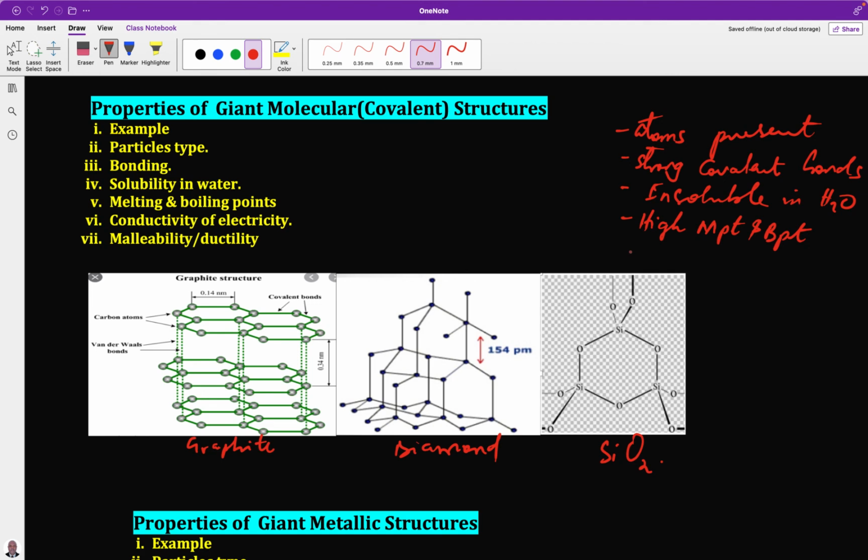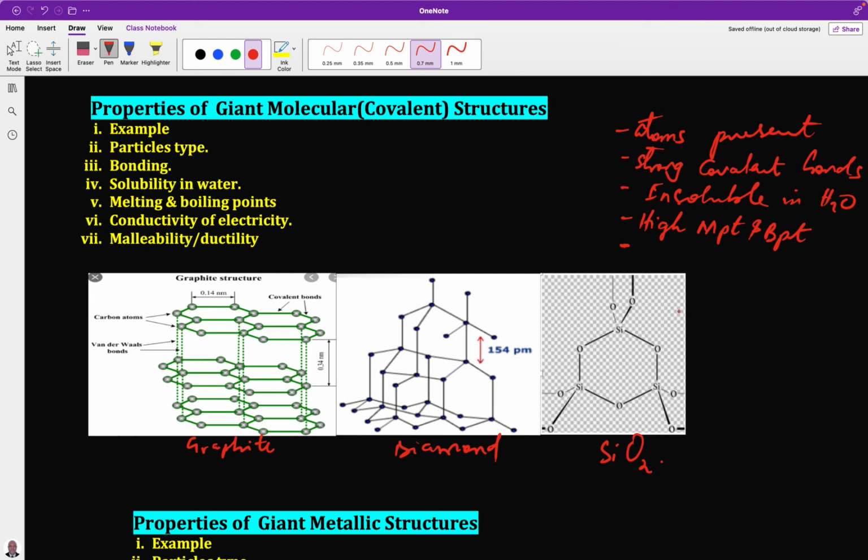Then about their conductivity. In conductivity here, I said graphite is bonded to three electrons. One electron in graphite is delocalized, and that causes graphite to be a good conductor of electricity. But diamond and silicon dioxide are non-conductors of electricity because they don't have mobile electrons.